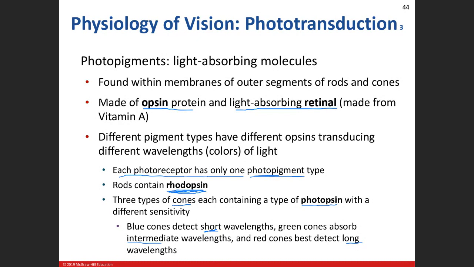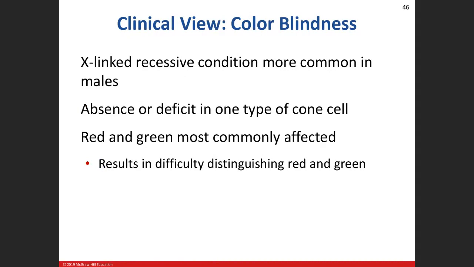Okay, so our photopigments in rods is called rhodopsin, and then our photopigments in the cones are photopsin. Good so far? Because we're going to start to get a little bit more in detail. Okay, so before I go on, and we're talking about colors anyways, I want to introduce you to my father-in-law.